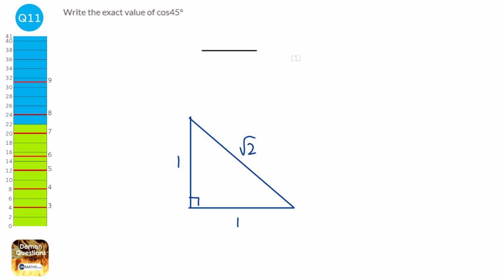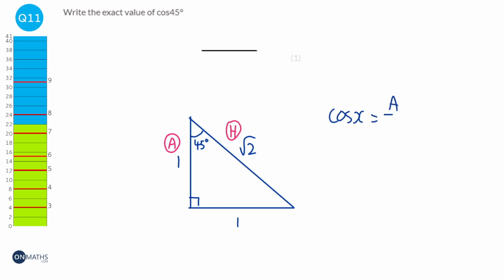Because it's an isosceles triangle, this angle here is going to be 45 degrees, and same with the bottom right one, but we're not interested in that. When we label it with our marked angle here, we've got the adjacent is here and the hypotenuse is here. Now we know from trigonometry that cos x equals a over h. The angle is going to be cos 45, and a is going to be 1, and h is going to be root 2.